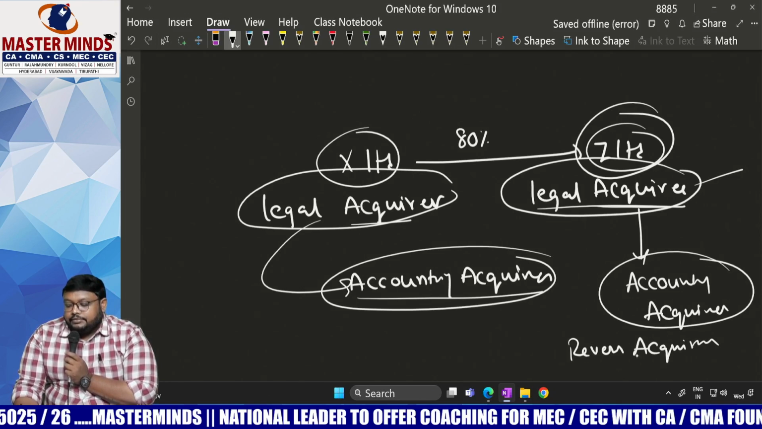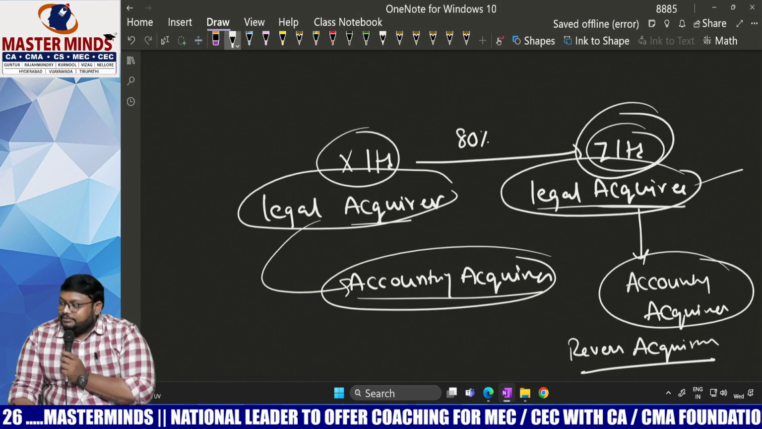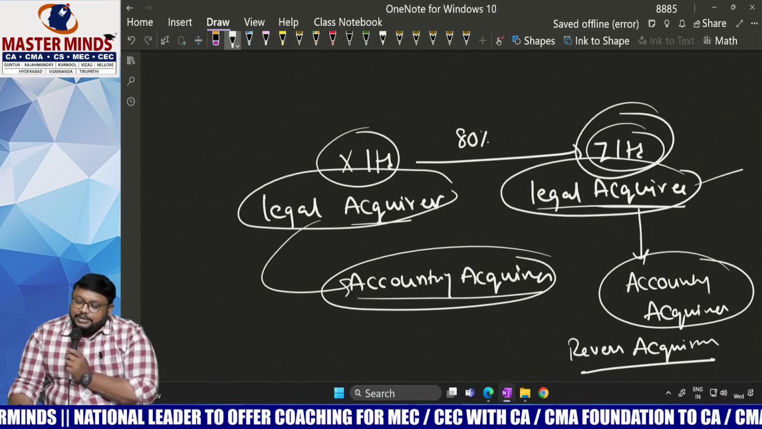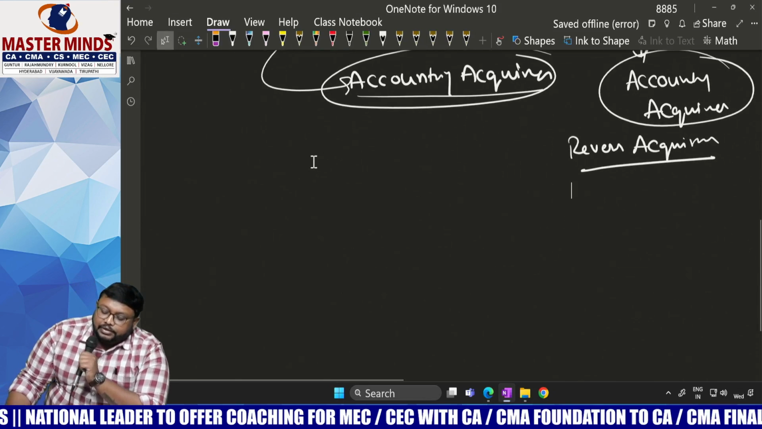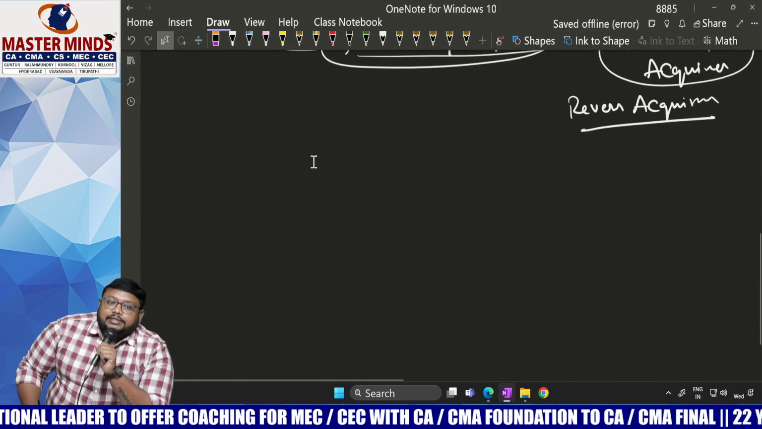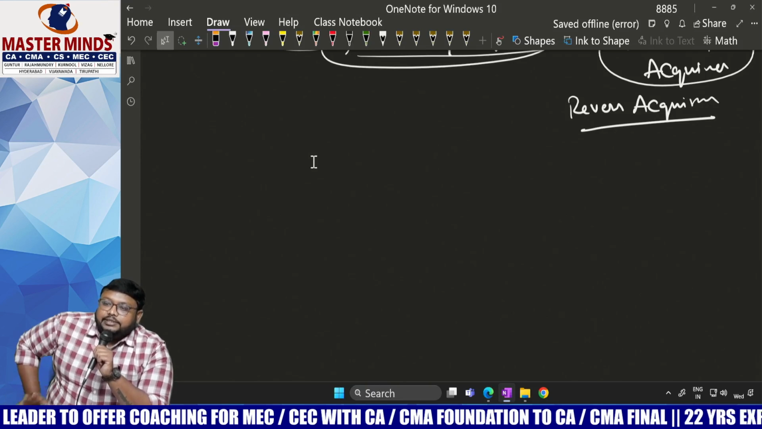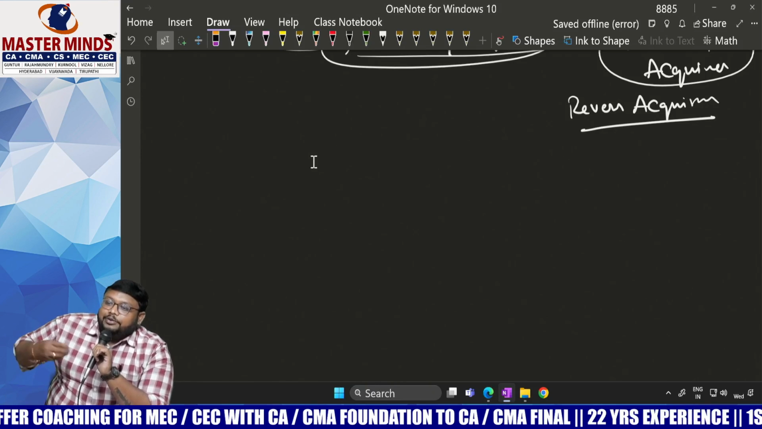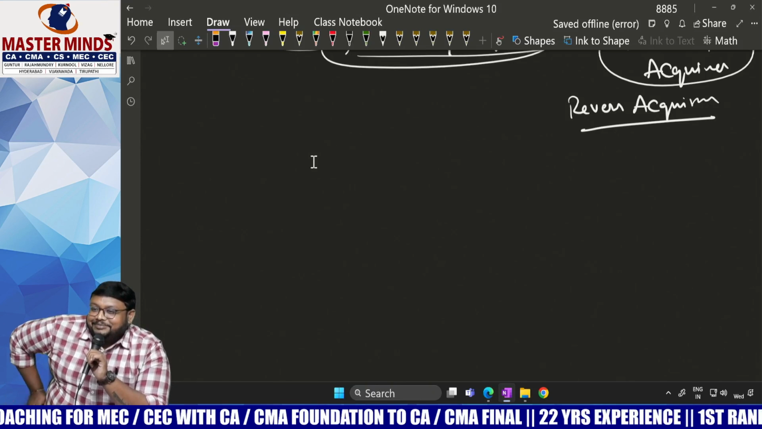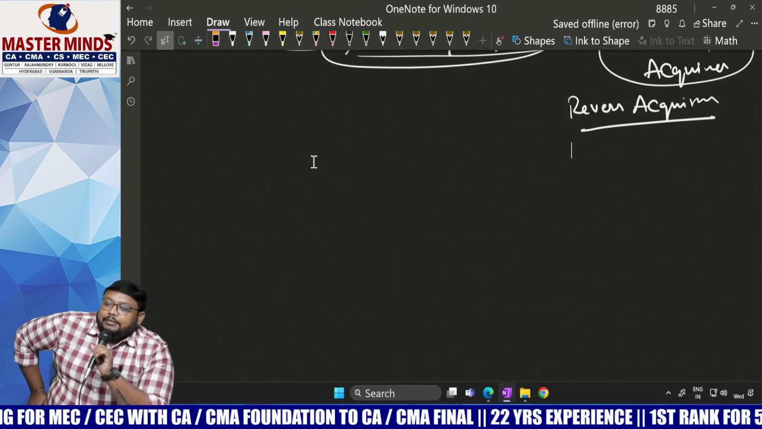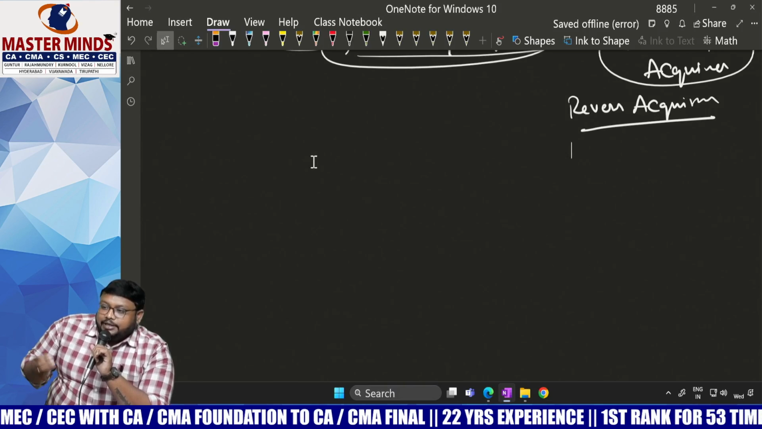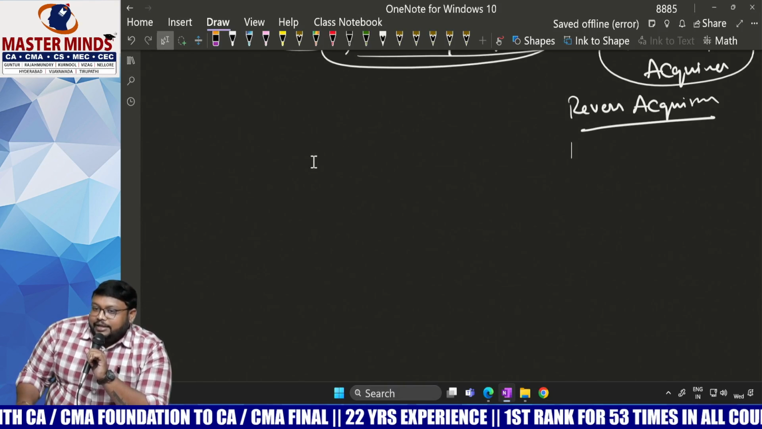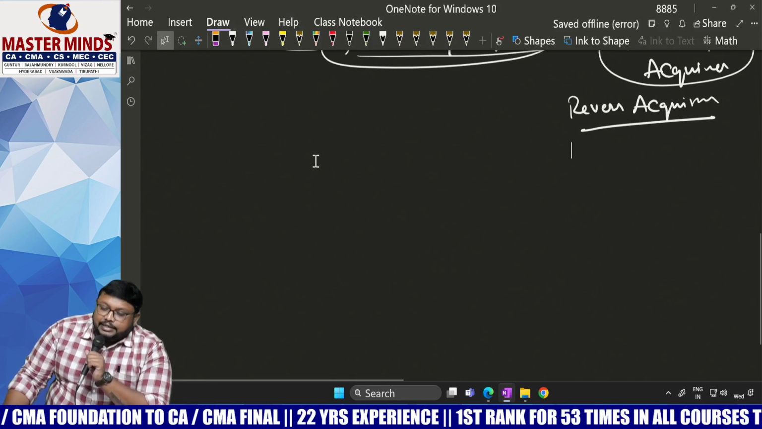Have you heard about reverse merger? Reverse acquisition. Listen carefully. For example, I am having a 100 rupees note and you are having a 500 rupees note. I say I will give you my note, you give your note. You won't, right? Because both are notes, a single note only. One note I give you and one note you give me. So in that condition, listen.